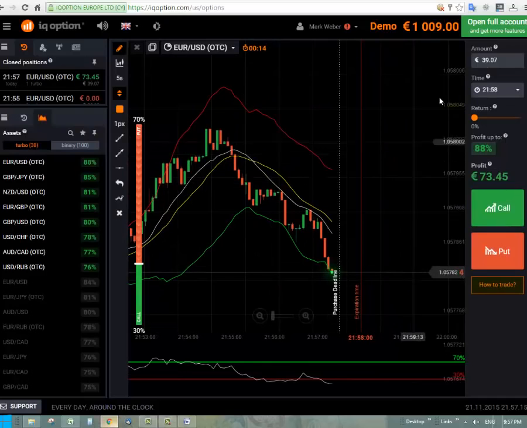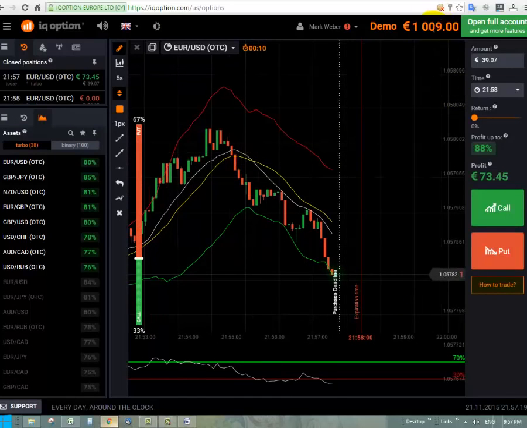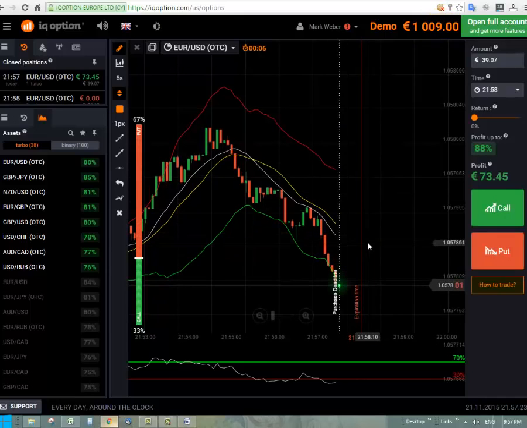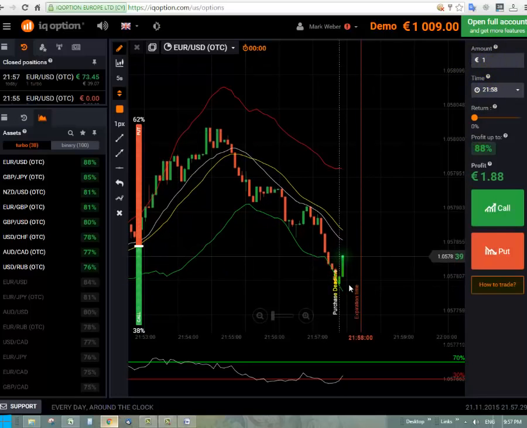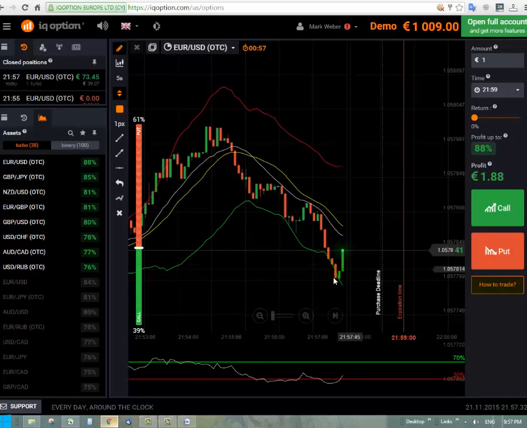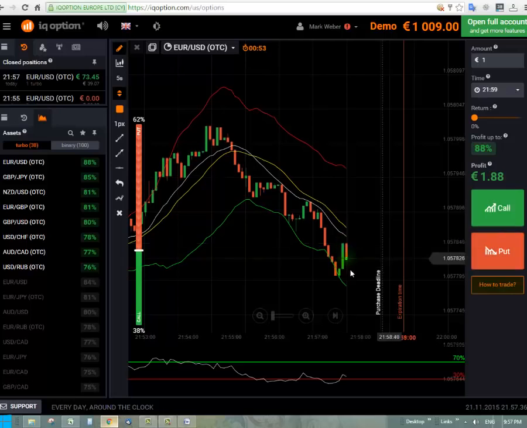So, with this strategy, we have earned 9 euros. Now, we will rinse and repeat the same strategy, starting from 1 euro. We lost this position. It will be okay to open a call position.